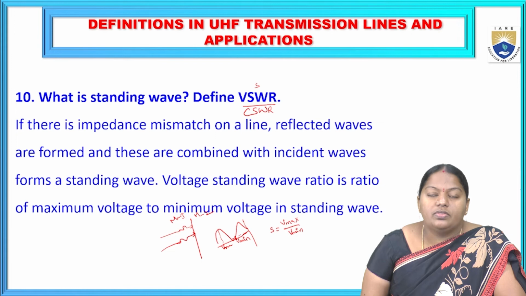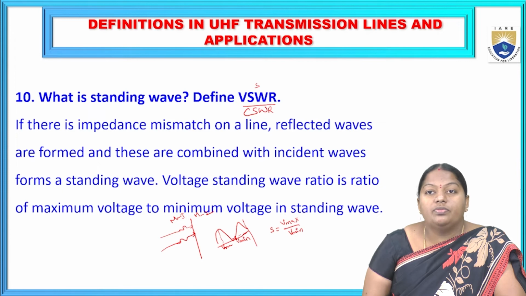Suppose you want to define this with respect to current, then CSWR is given by the maximum of current to the minimum of current in the standing wave, which is said to be the standing wave ratio related to currents, right?